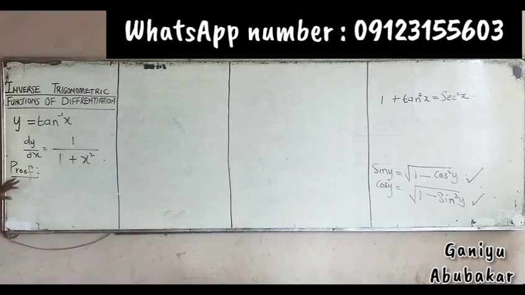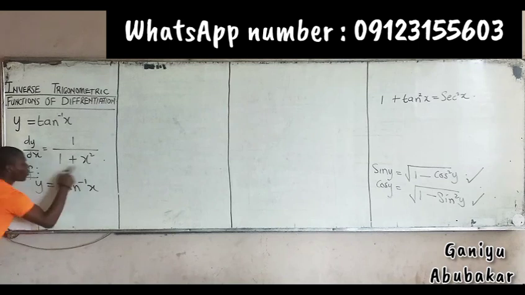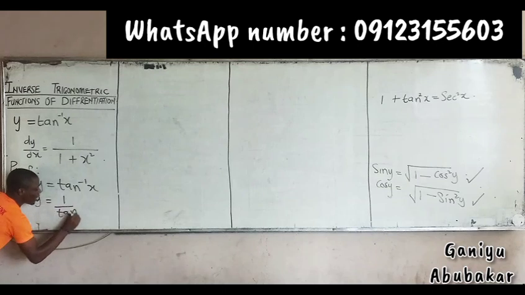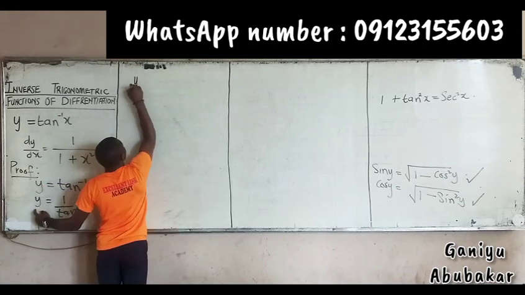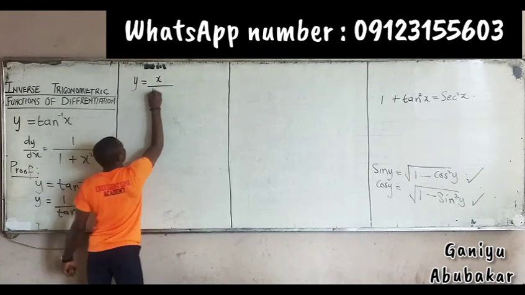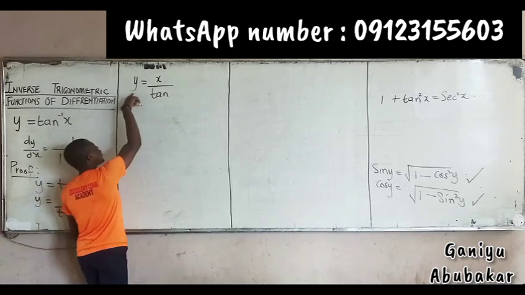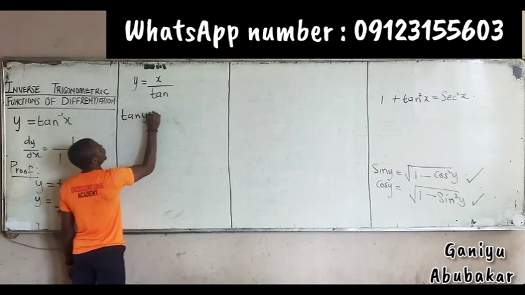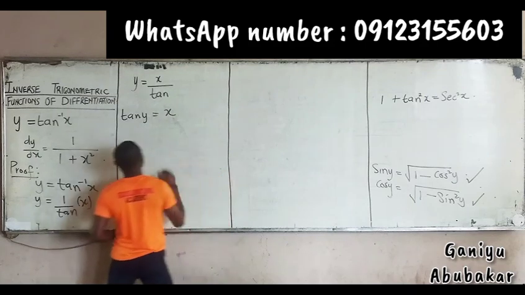Alright, at this point, listen. I have that y is equal to tan inverse of x. Of course, for tan inverse, y is equal to 1 over tan, then x. 1 times x becomes x. I have that y is equal to x all over tan. At this point, cross multiply, I'll have that tan times y becomes tan y is equal to x. Differentiate this using the implicit concept, and differentiate this using the general method.